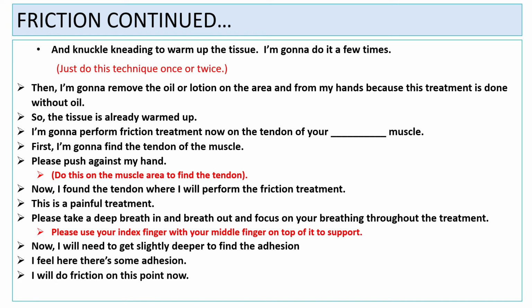I'm going to perform friction treatment now on the tendon of your blank muscle. First, I'm going to find the tendon of the muscle. Please push against my hand. Do this on the muscle area to find the tendon. Now, I found the tendon where I will perform the friction treatment. This is a painful treatment. Please take a deep breath in and breathe out and focus on your breathing throughout the treatment. Please use your index finger with your middle finger on top of it to support.